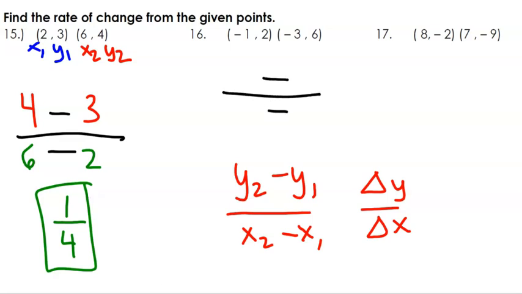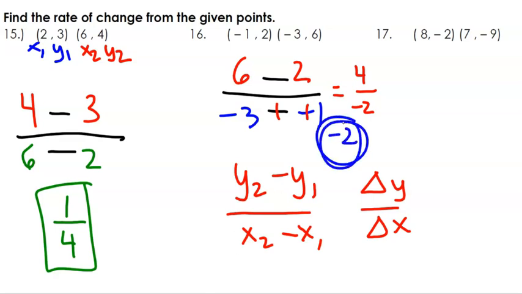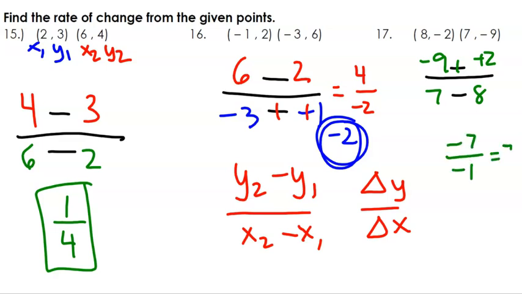All right, I'm going to start my subtraction fraction here for the next question. So y2 minus y1 over x2 minus x1. Notice I have some double negatives here. That can happen sometimes. And so when I use my calculator or my mental math, I get 6 minus 2 is 4, and negative 3 plus 1 is negative 2, and 4 divided by negative 2 is just negative 2 with no denominator. All right, last problem, subtraction fraction. y2 minus y1 over x2 minus x1. It looks like I'm going to get a negative 7 over a negative 1, which gives me a positive 7.